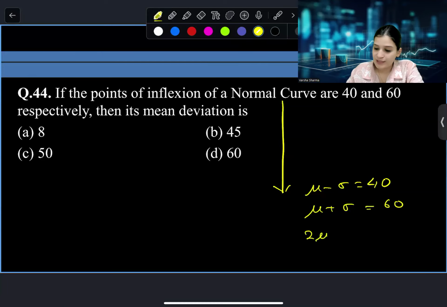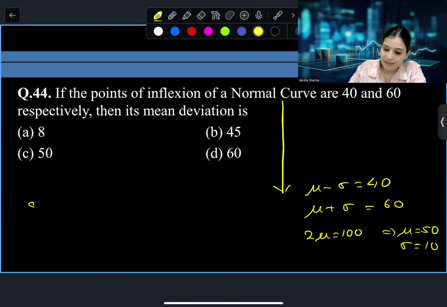If you add, 2 mu is 100, so mu will be 50. So sigma will be 10. Sigma is what? Standard deviation. Standard deviation is 10.